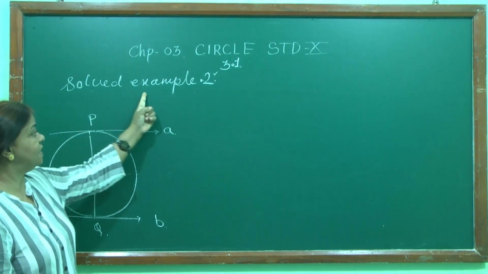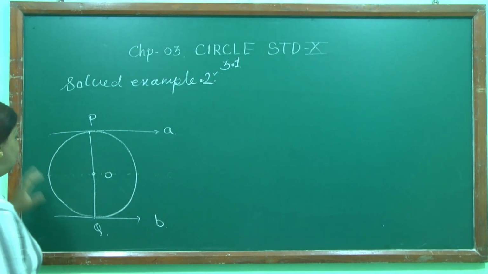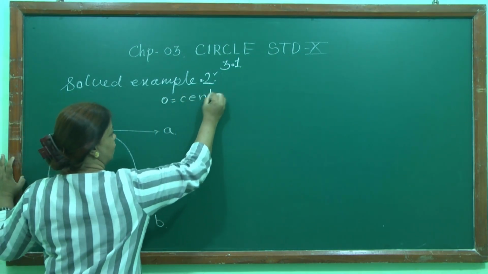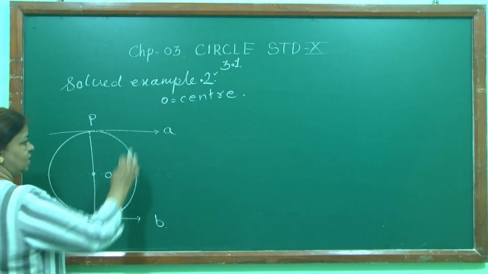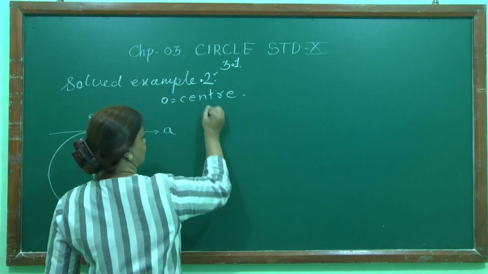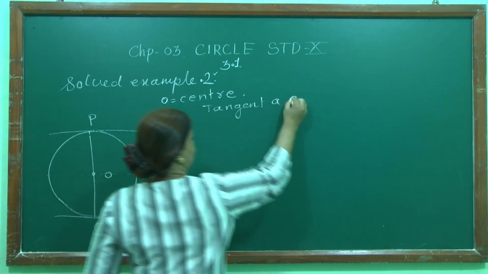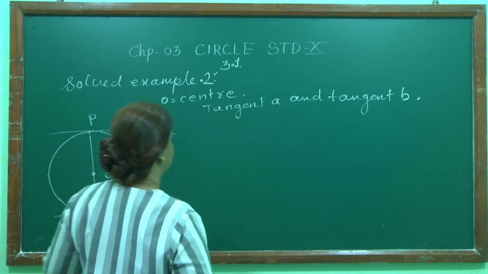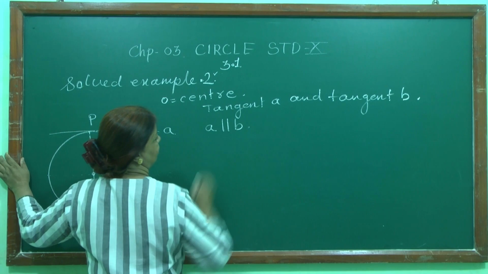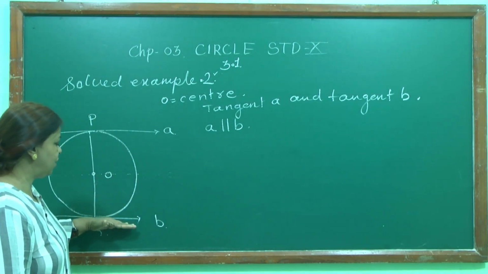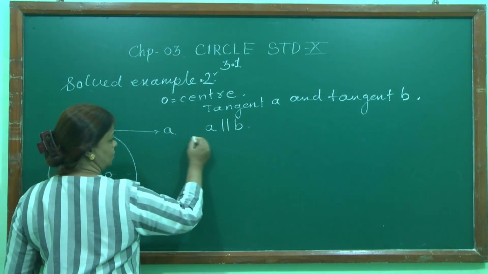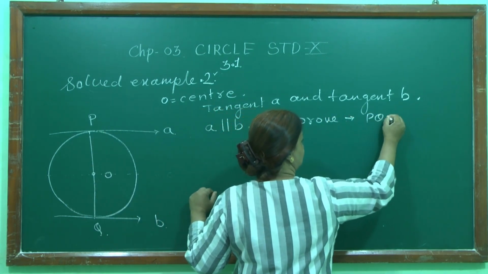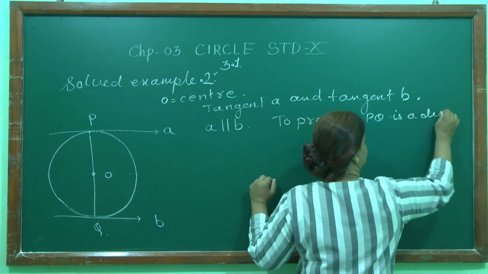Now children, we have solved example 2 of your textbook, in which it is given there is a circle with center O, O is the center of this circle, and there are two tangents, tangent A and tangent B. Both are parallel to one another. It is given that tangent A is parallel to tangent B. We want to prove that PQ is a diameter.